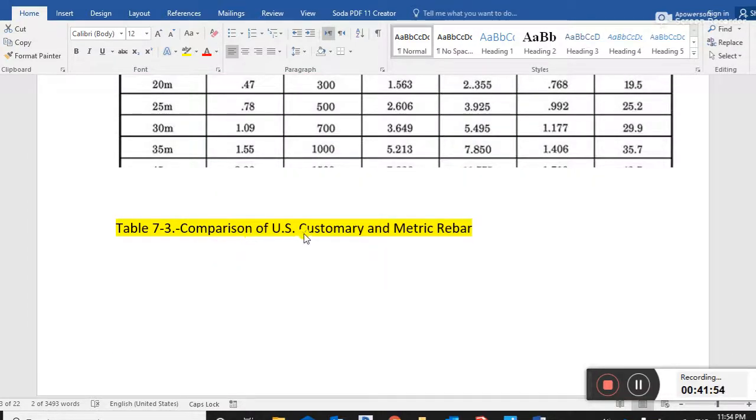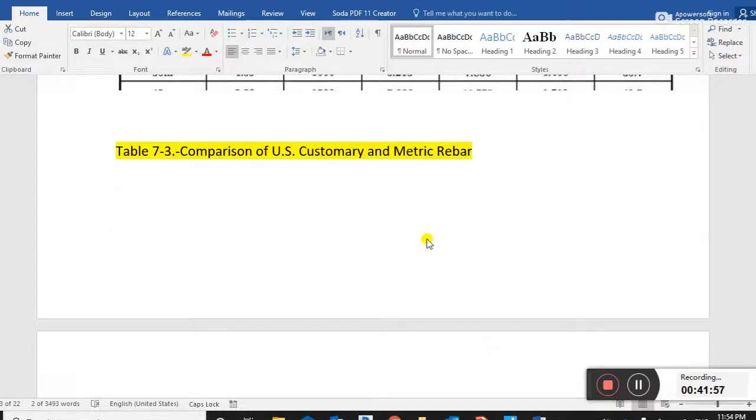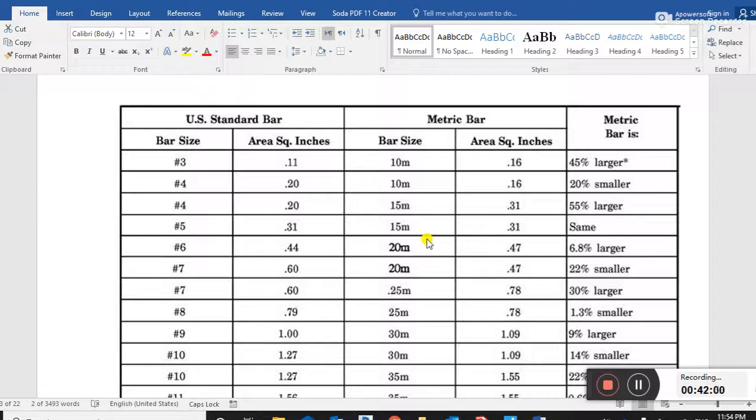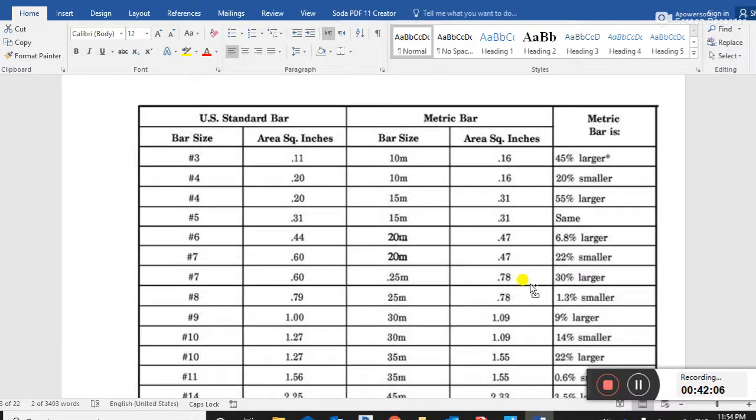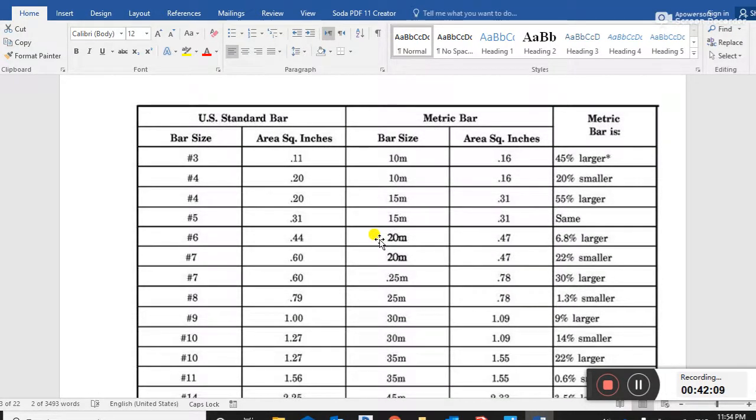Guys, comparison of US customary and metric rebars. This is the table to compare the US standard bar, the metric bar, and the metric bar size. The bar size in US standard is bar number 3, number 4, with area in square inches, and this is the bar size in metric.